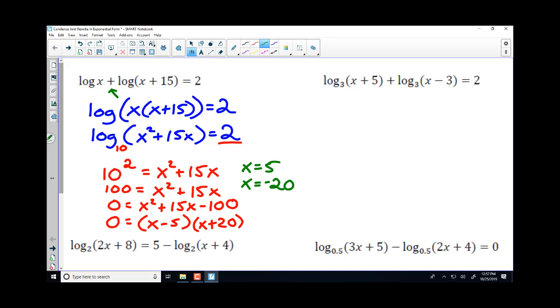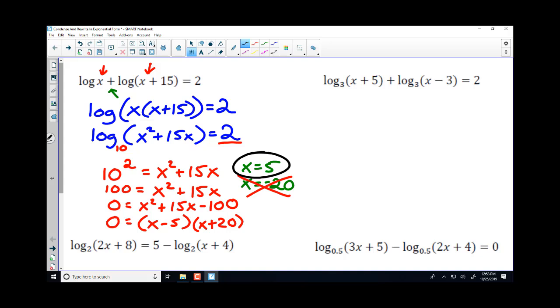But then if you check these in the original equation, you'll see that 5 doesn't cause a problem because we end up taking the logarithms of two positive numbers, but negative 20 does because we end up taking the logarithm of negative 20 and negative 5. So negative 20 is a bad answer, and we must reject that answer, and the only answer we get for this problem is x equals 5. And that one is done. 5 is the answer, and the only answer.